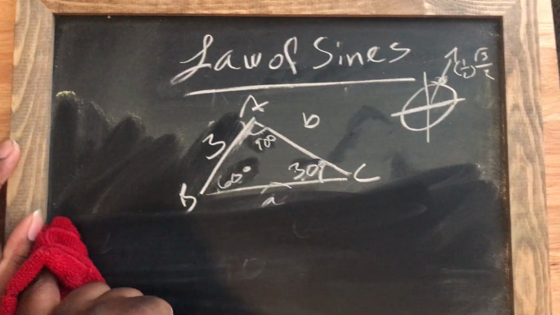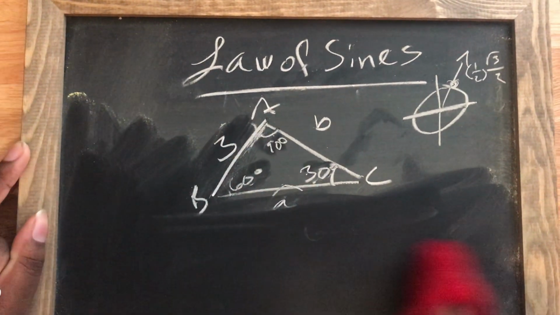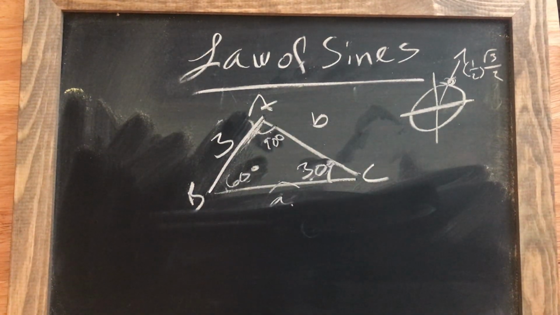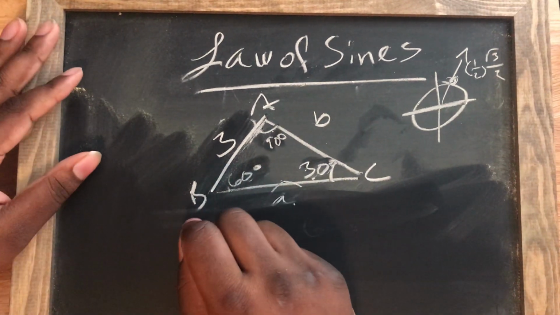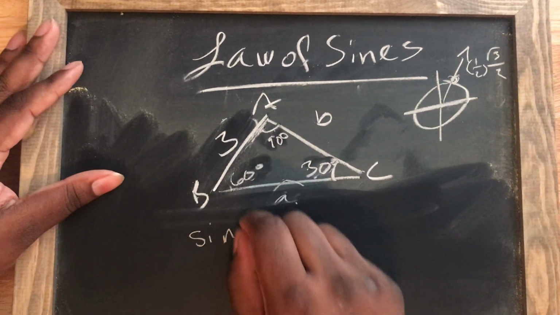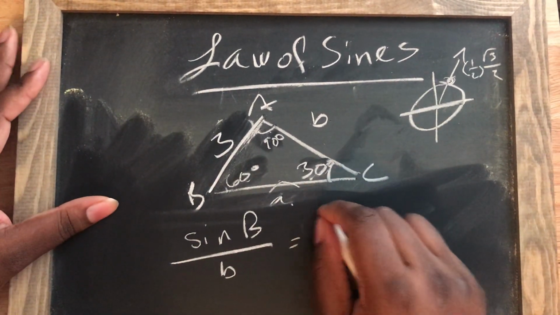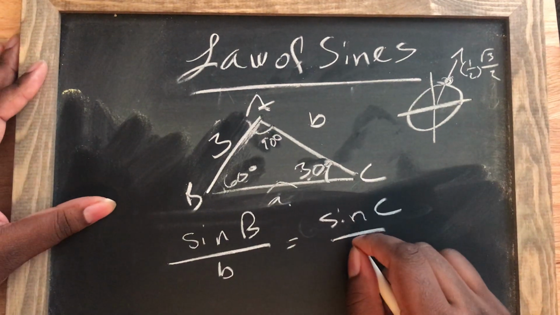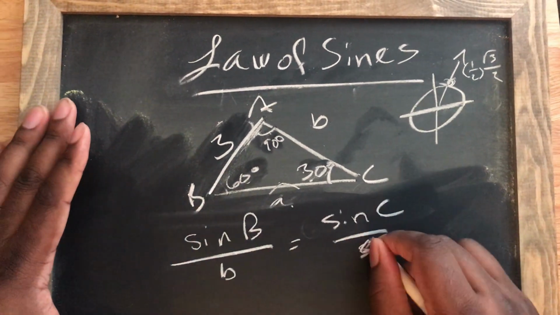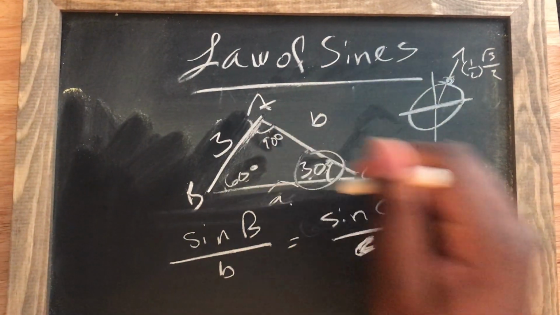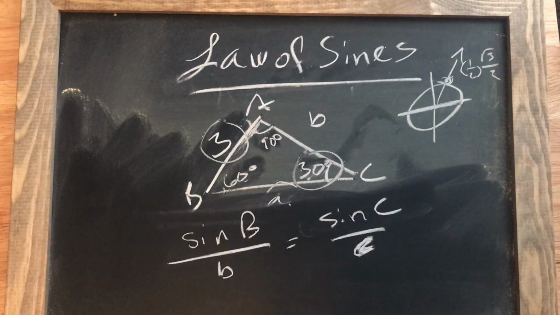Then we want to find little a, we want to find little b. Well, now we can use the law of sines. Law of sines states that, for example, let's say we're trying to find little b, sine B over b would equal sine C over c. Why do I want to pick sine C over c? Well, because I already know what sine C and c are.